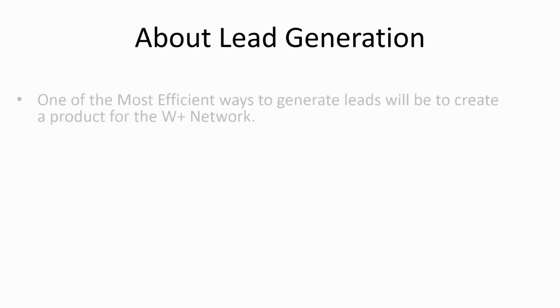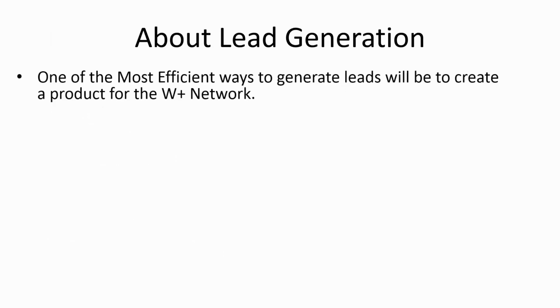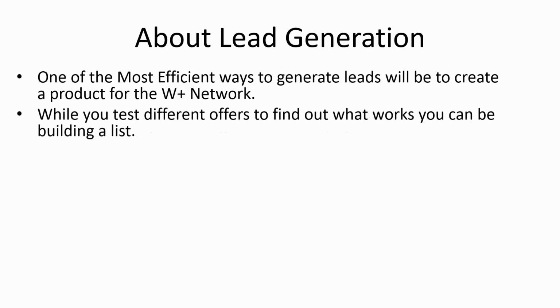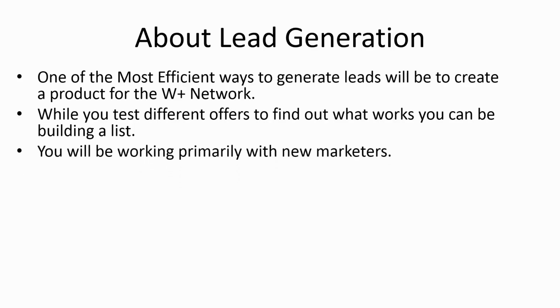So let's talk about lead generation. One of the most efficient ways to generate leads is to create a product for the Warrior Plus network. And while you test different offers to find out what works, you can be building a list. So obviously, if you're going to put something up for sale, you can already have an offer that you can place there that's going to be for opting in. And on the Warrior Plus network, the same thing is going to be true for JVZoo, and going to be true for Zaxa.